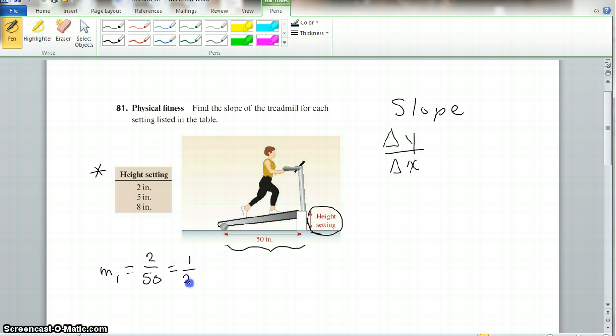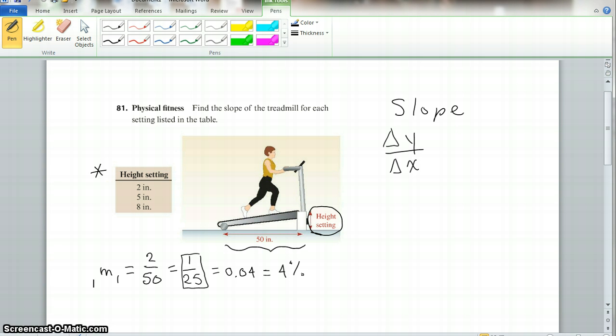So 2 goes into 50 25 times. So you can leave your answer this way. Or if you wanted to, you could divide that out as a decimal. If you divide it out, you'll actually get 0.04. Sometimes you'll see a slope written as a percentage, and 0.04 as a percent is 4%. And normally when you see something like that, it's called a grade. The slope of some land would be called the grade.